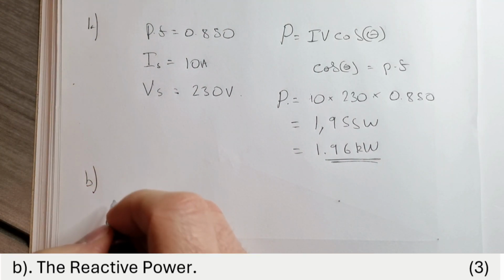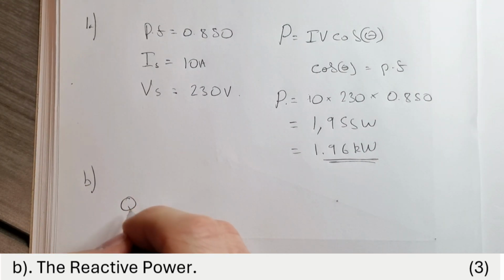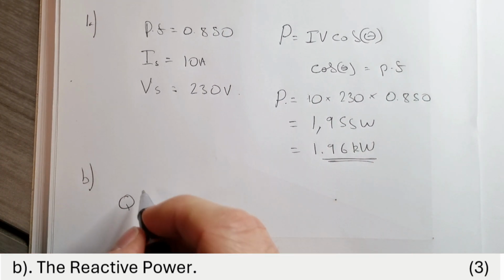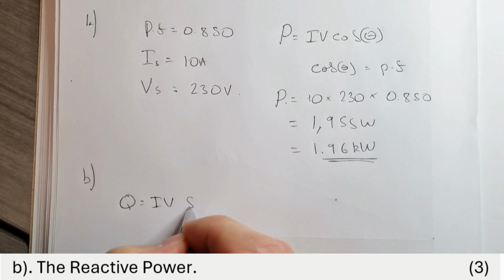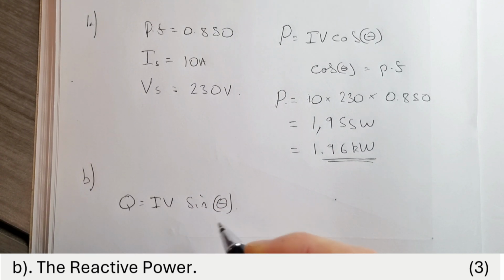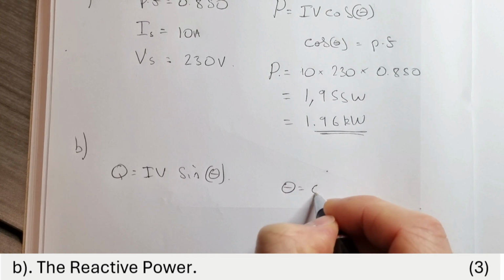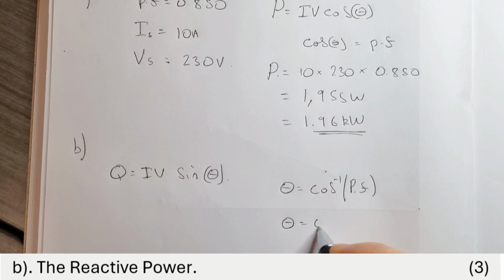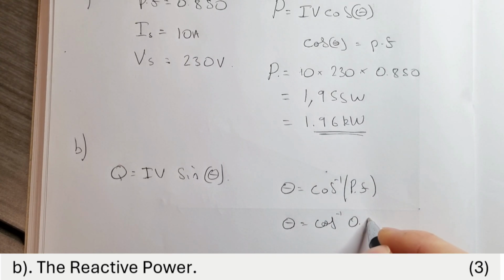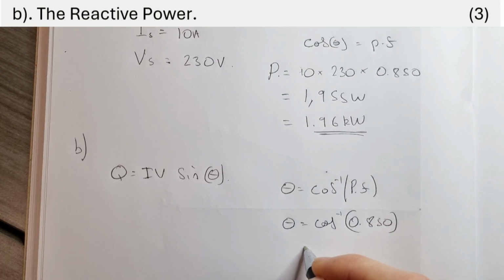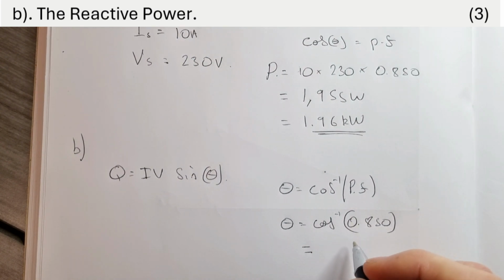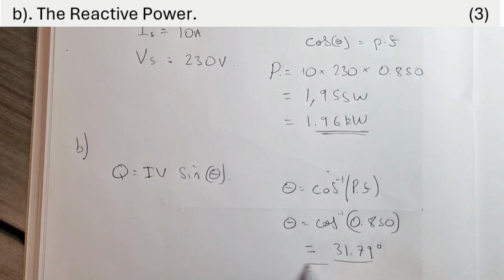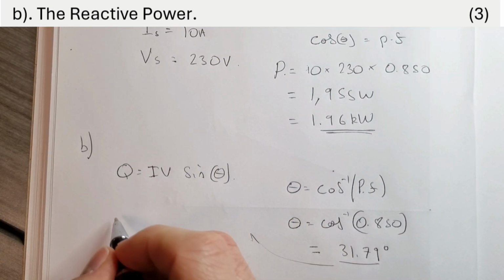For part B, to calculate the reactive power, Q, we're going to need to find out our phase angle first, so that we can use the formula IV sine theta. Theta is equal to cos inverse of the power factor, so theta becomes cos inverse 0.850, which gives us a phase angle of 31.79 degrees.